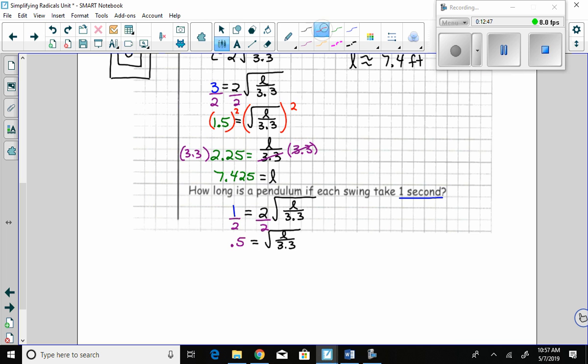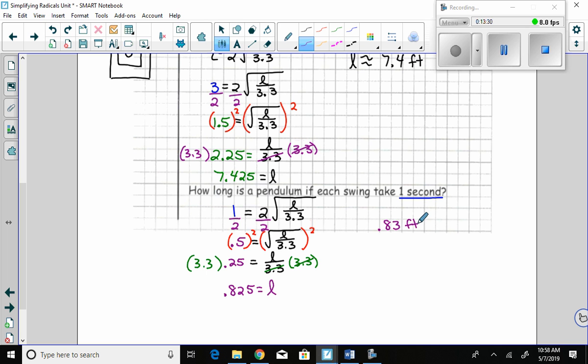Then what do we do next? We've got to get rid of the radical, so I've got to square both sides. What you do to one side, you've got to do to the other. Now I know 5 squared, so I probably know 0.5 squared is 0.25. And that's going to be equal to L over 3.3. And then I'm going to multiply both sides by 3.3. And I end up with 0.825 is my length. 0.825 of a foot.